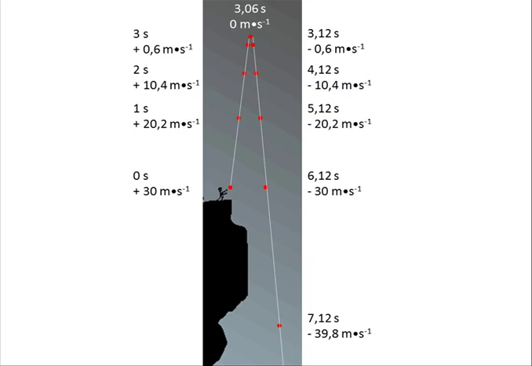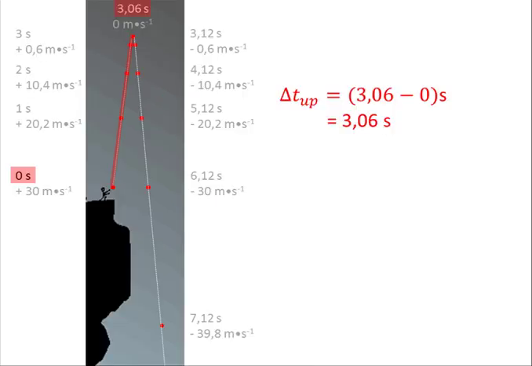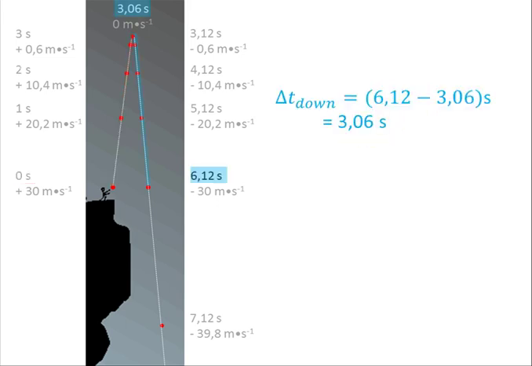There's another pattern we can see in this data, and that's called time symmetry. Let's take, for example, the ball's motion from leaving the hand to its maximum height. And it takes 3,06 seconds. For the ball to fall back down that same distance also takes 3,06 seconds.